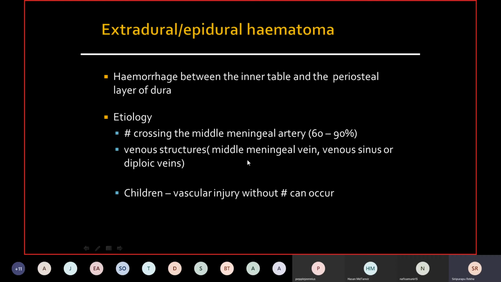The usual underlying etiology is a fracture causing vascular injury to the middle meningeal artery. That is by far the common mechanism. But it can also occur when there is injury to the venous structures, either the middle meningeal vein, the venous sinuses or the diploic veins. An important thing to remember is that in children, we can see extradural or epidural hematomas because of vascular injury that can occur without fractures.